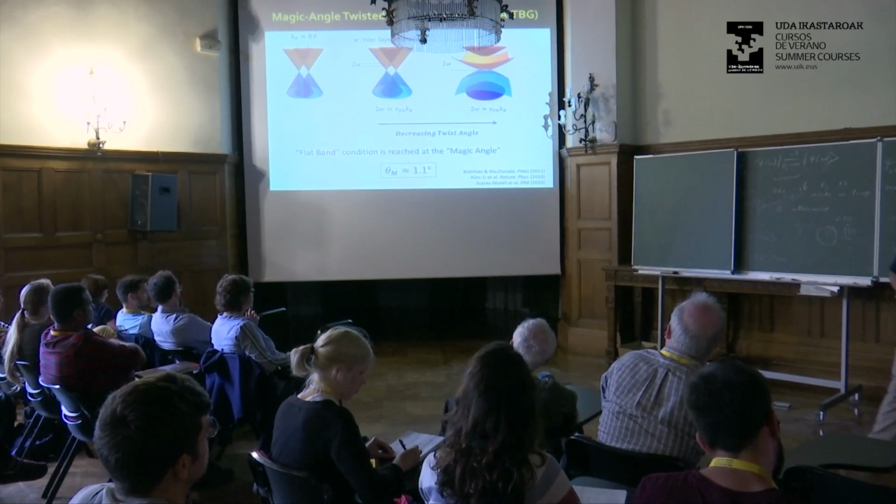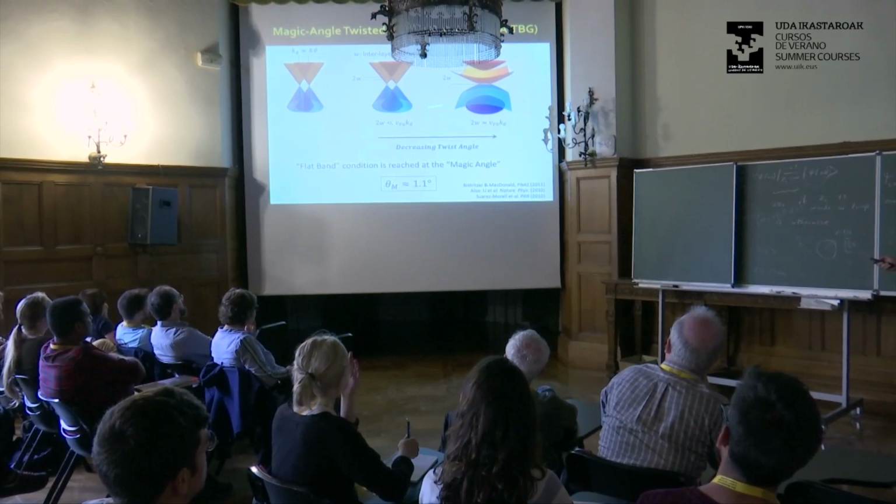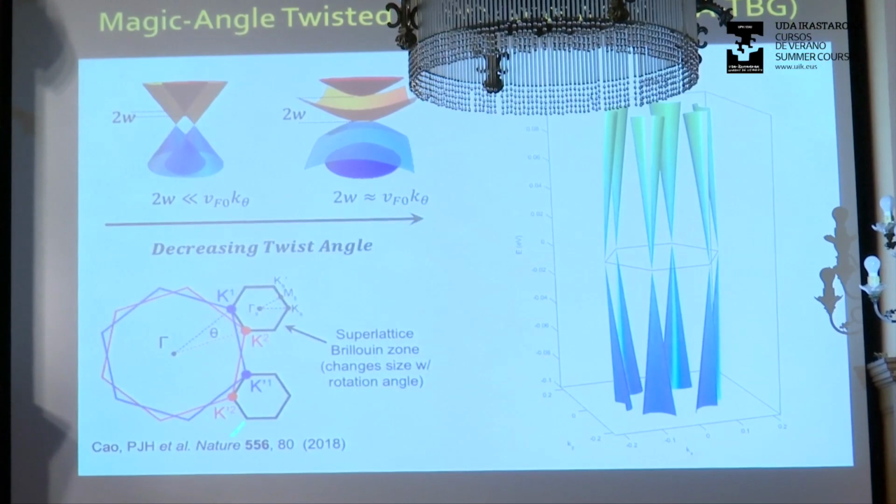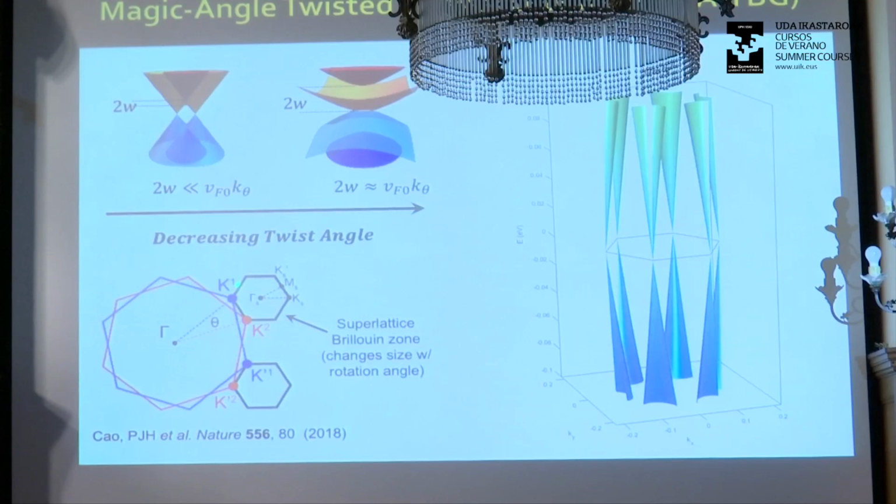Now, this thing that I showed you before was sort of a cartoon. Let me show you an actual video of how the electronic structure varies, and an actual calculation of how the electronic structure varies as you rotate. Okay? So here again, we have the Brillouin zones of the two graphene sheets. If you join the corners, you form the superlattice Brillouin zone.